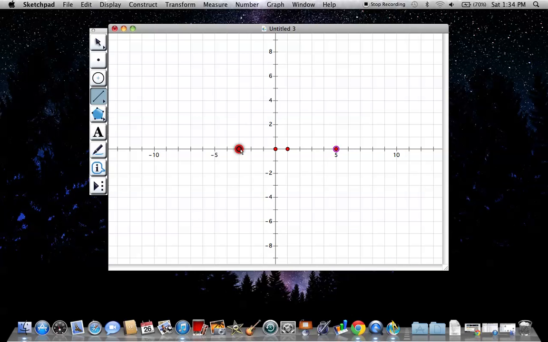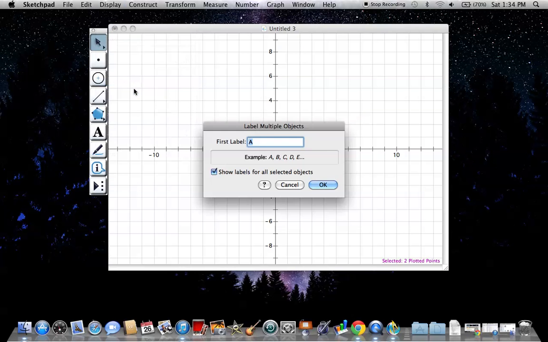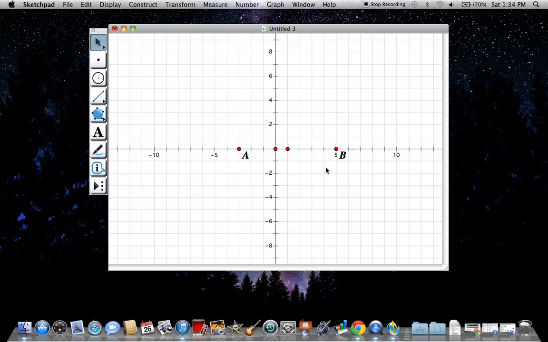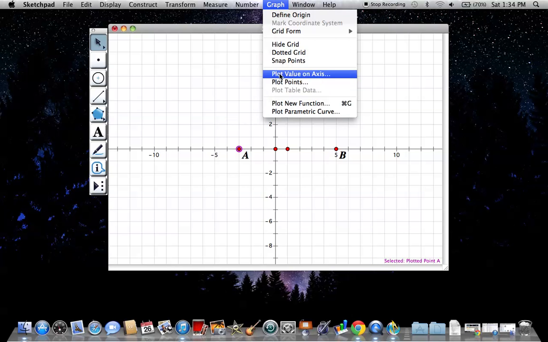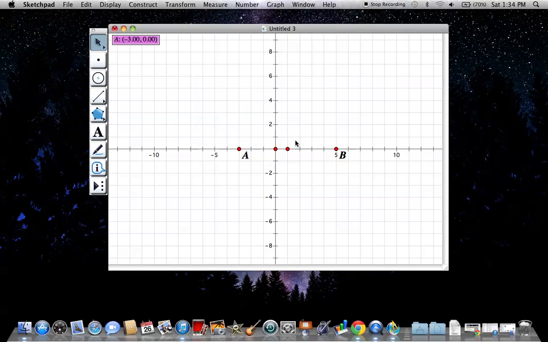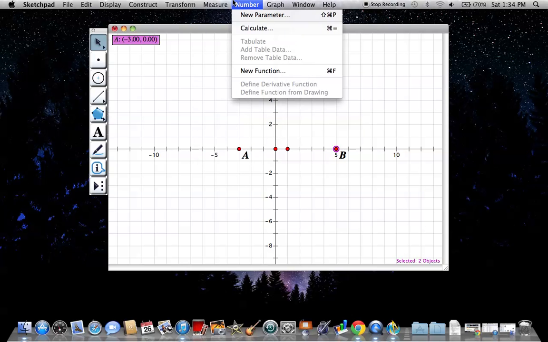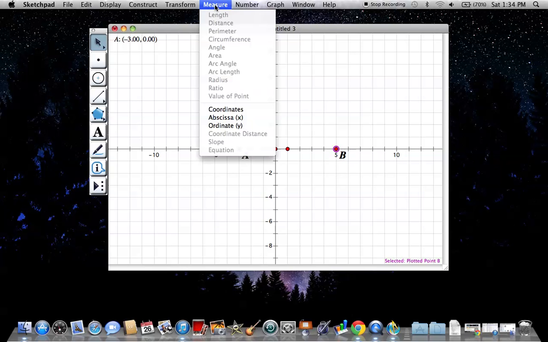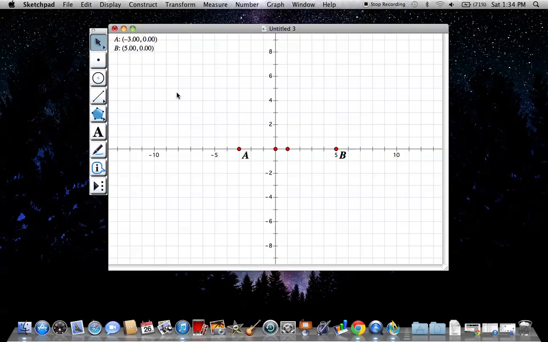Done. Alright, I'm going to name these so we can see. Label plotted points. Okay, so I have point A and I have point B. Now, their coordinates are, again, -3, 0 and 5, 0. Now, since they're in a line, I can pretty much just count the squares and see how far apart they are. So it's 1, 2, 3, 4, 5, 6, 7, 8.